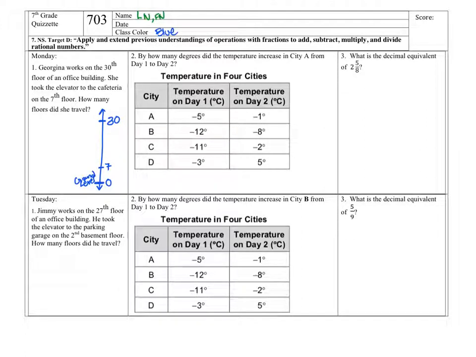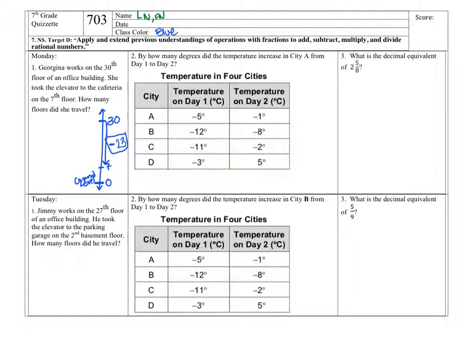Go ahead and copy this down. So let's see. It says, how many floors did she travel? So we're counting the distance between 30 and 7. So she actually traveled a negative amount because she went in the negative direction by 23 units. So the integer they're describing, or the floors that she traveled, was actually negative 23.